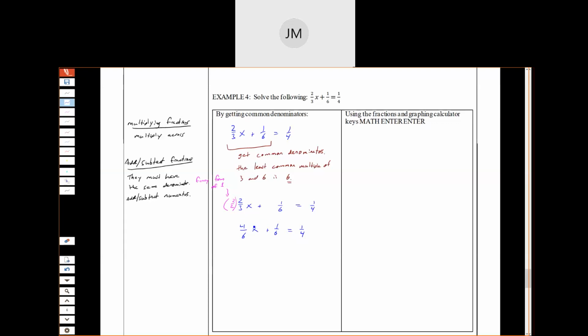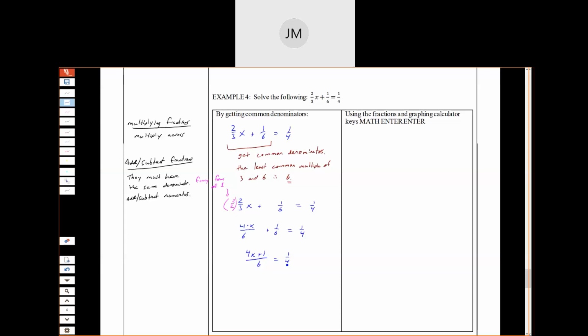Okay, it might be easier, instead of thinking of this as 4/6 times x, it'd be easier if I think of the x as being 4x over 6th plus 1 over 6th. And now when I add them together, I'll get 4x plus 1 over 6th.